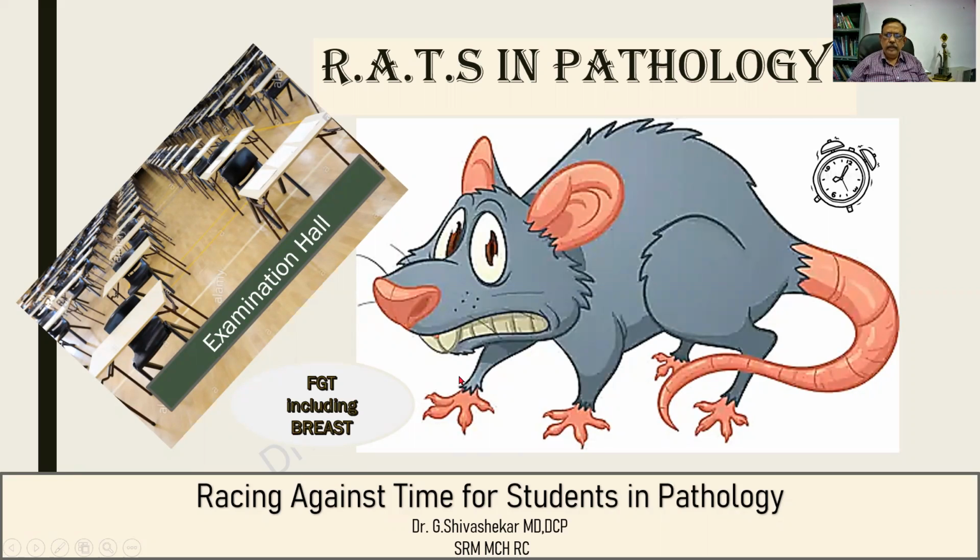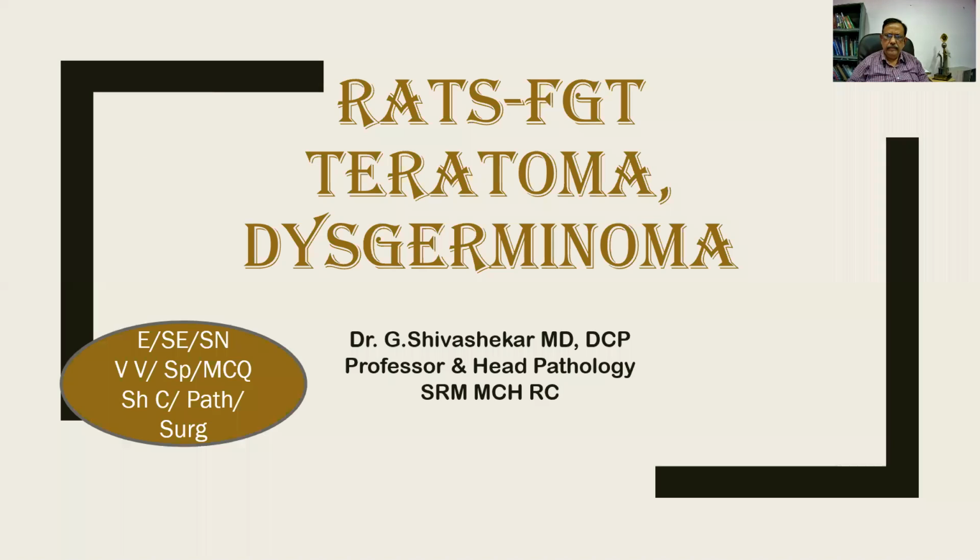We shall be continuing in our class of the female genital tract in R.A.T.S, Racing Against Time for students in pathology. Two topics I intend covering in today's class. One is a teratoma and another a dysgerminoma. Either of them can be essays, short notes, part of an essay, specimens in pathology, surgery, or even OG.